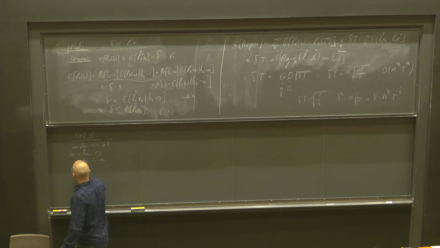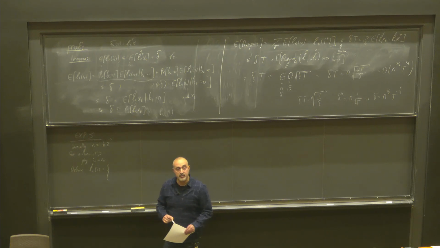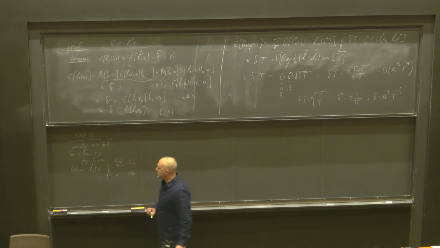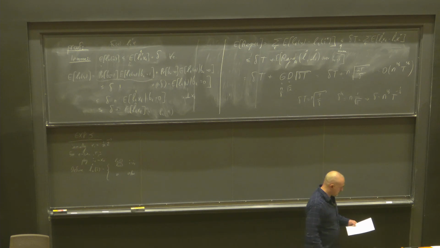Define L hat t at coordinate i. This has to be a bit different now because I'm playing according to a biased distribution. This has to be L_t of i divided by x_t of i if i equals i_t, and 0 otherwise. So this is the random vector for the losses of the entire set of experts.